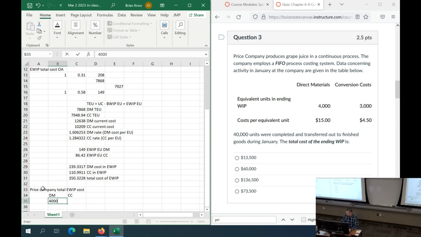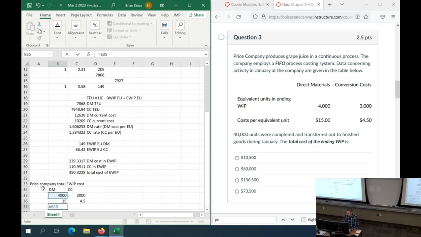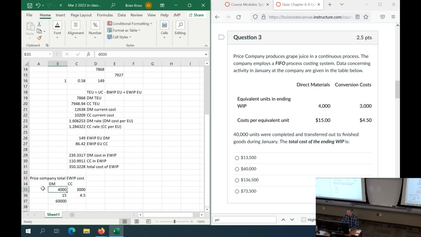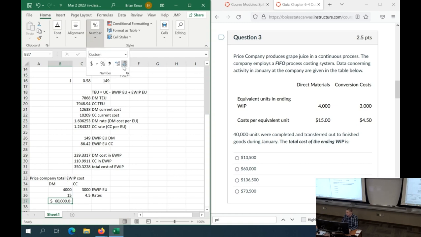We have 4,000 and 3,000, and $15 is the rate for that, $4.50 is the rate for that. So we can just take those. This is ending WIP equivalent units. The professor was so nice, already did equivalent units for you, and these are the respective rates. So there should be $60,000 of direct materials in ending work in process here, because we have 4,000 equivalent units times the rate of $15 gives us $60,000.